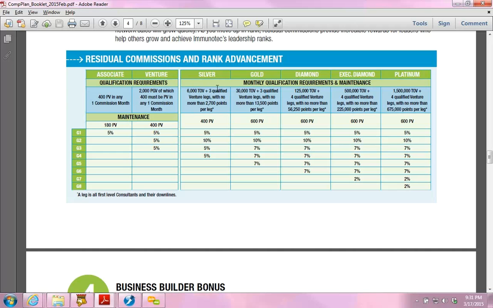And for the sake of the qualification, they won't count more than 2,700 points for each leg. If one of the people has 5,000 points in their leg, and the other 2 legs are just ventures with 400 and 400 because they're doing the bare minimum, or maybe let's say 400 and 900, you'll get paid on all that volume, but it won't make you silver because it wasn't balanced out enough. You've got to have 3 active venture legs to get yourself to be silver.